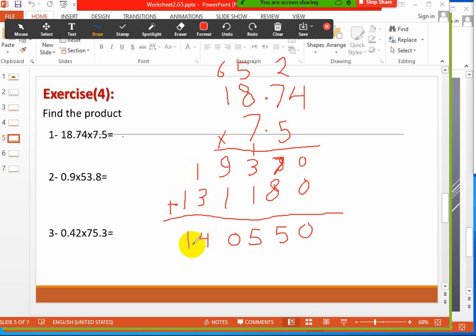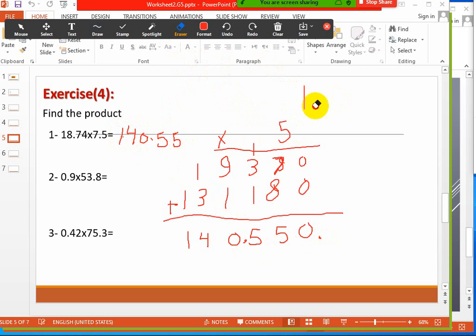What about the decimal point, girls? I have to put the decimal point here. I have to count first the number of digits after the decimal point. I have 1, 2, 3 digits after the decimal point. So I will move it 3 digits. 1, 2, 3. So it will be between 0 and 5. Very good, girls. It will be 140.550. Okay, this is the answer for the first one.